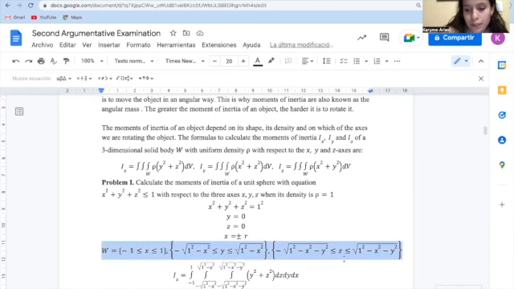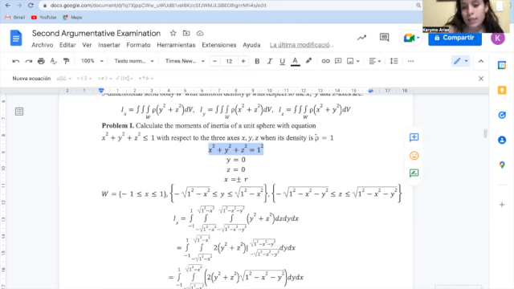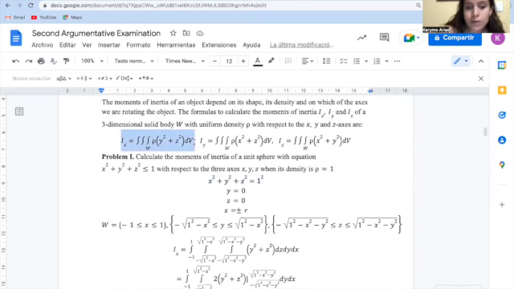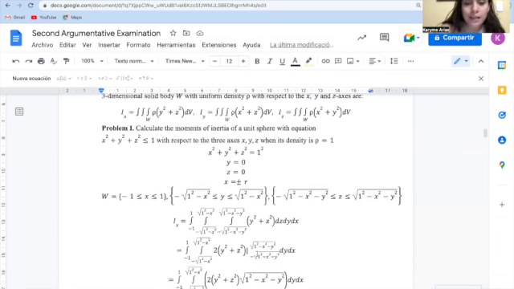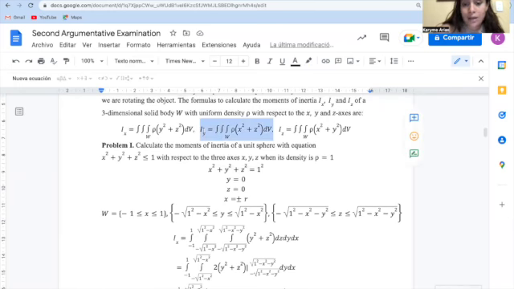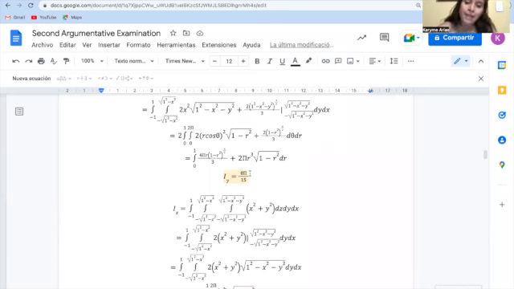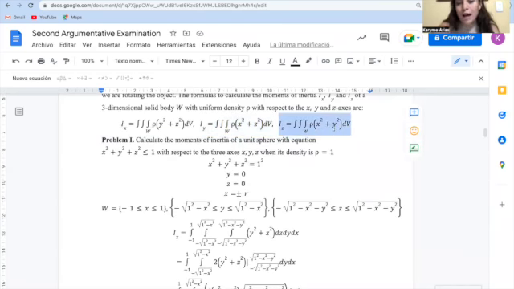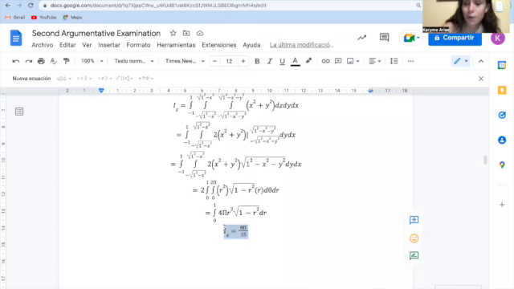So here we do the limits using this equation, and these that are telling us about the density. So first we have to integrate Ix with this formula. We do it like that, and the result of this one is 8π divided by 15. Then the second step is to do Iy, and we integrate that equation, and our result is also 8π divided by 15. And at last, we have to do Iz, and we integrate that equation, and our result is the same one as the two others.